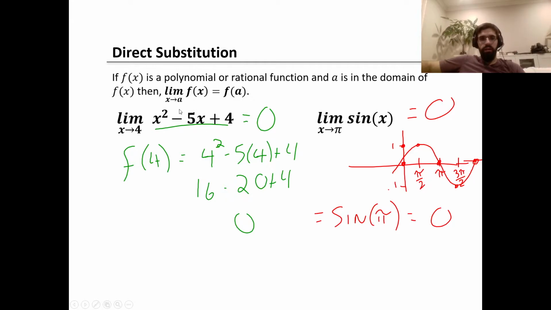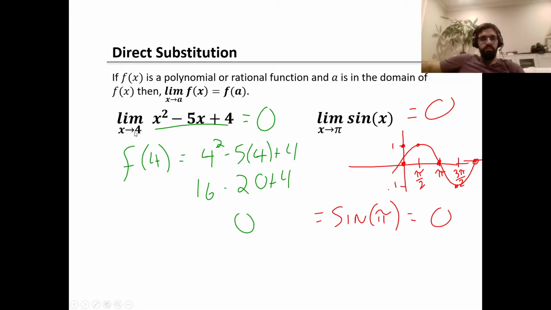So if we look at our two examples here, we have a quadratic, which is definitely a continuous polynomial, and we have a sine function, which we know is just a continuous wave. So for these functions, we can just use direct substitution for f of 4 and f of pi respectively to find the limits for each of these.